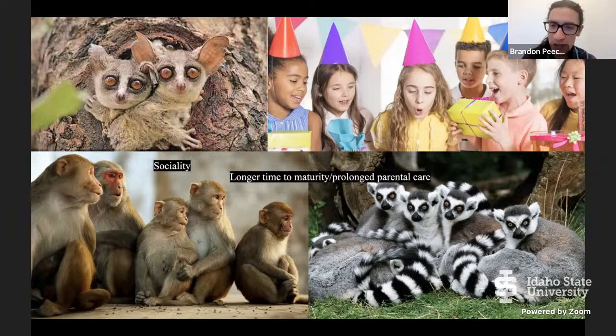Long time to maturity. So not only are you in your mother's womb for a long time and you come out pretty developed, but then you are cared for years and years for some primates. For some primates, for decades, like us, you care for single offspring. That's a humongous parental investment.